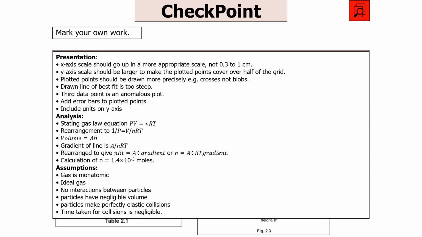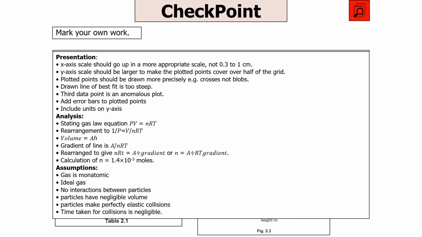If you think of the equation as PV equals nRT, then 1 over P equals V over nRT. We know volume is area times height, and the gradient of the line is therefore area over nRT. So we can rearrange it to work out that the number of moles is equal to A over RT times the gradient. That allows you to work it through to be 1.4 times 10 to the minus 3 moles. Our assumptions are the gas is ideal, it is monoatomic, there are no interactions between particles, the particles have a negligible volume, they have perfectly elastic collisions, and the time taken for any collisions is considered to be negligible or extremely small.